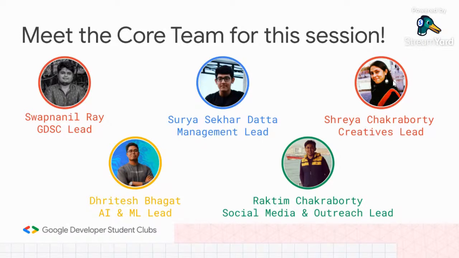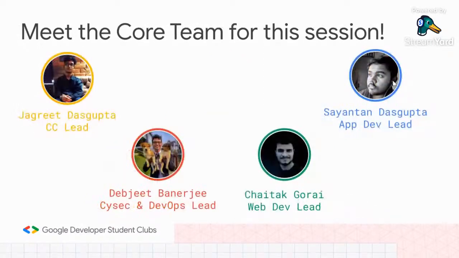He has been into college events, college chapters, and many stuff like that. We have Roktim Chakraborty, who is social media and outreach lead. He has been associated with many events also. Next up, we have Jagreet Dasgupta, who is the competitive coding lead. He has been into competitive coding for the last 4 to 5 years. He has been associated with different competitions. He even hosts different competitions and stuff.